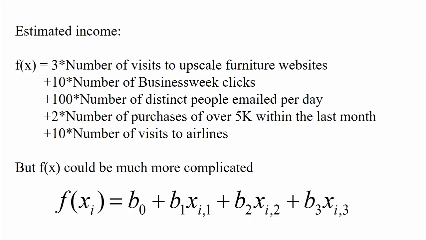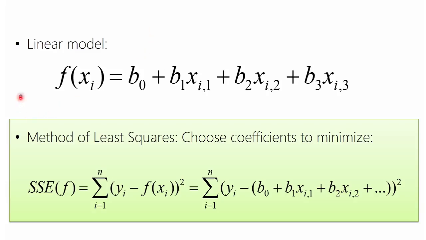So I'm going to stick to linear models like this for now. So the b's are just these coefficients, which are 3, 10, 100, whatever in the example. So we'll take our linear model, and then the method of least squares is simply to choose the coefficients, the b's, to minimize the sum of squares error. Okay? So the weights are learned from data.